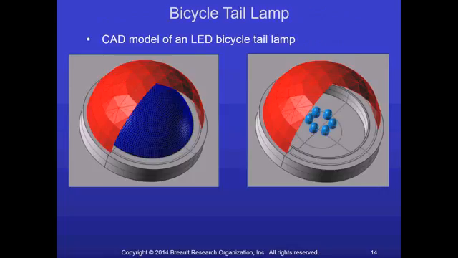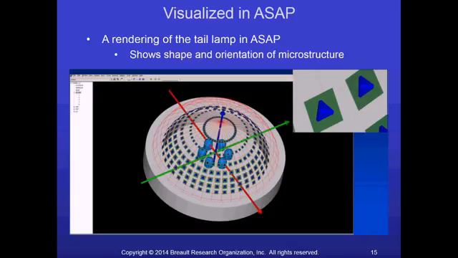And another, more complete visualization, this is the case of a bicycle tail lamp. And what we see is a ring pattern of LEDs, and we have our red dome light, if you will. But between the LEDs and the outer red plastic, we have this prismatic structure that acts as a diffuser. Let's take a look at that a little bit more closely. And what we're doing is looking at a rendering of this within ASAP to allow you to see the shape as well as the orientation and positioning of the microstructure across this diffusing dome.